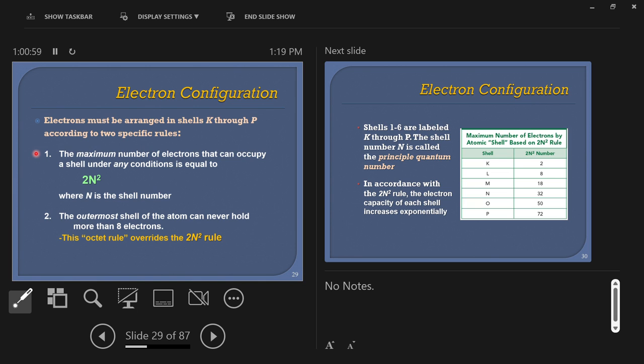Because they have filled outer shells. They have 8 electrons in their outer shells, except for helium. Helium's a different case, but the other ones have 8 electrons in their outer shells. They're full, okay? They don't need to interact with anything because their valence shell is completed. Once your valence shell is complete, as an atom, you're not going to seek to bond with any other atoms.